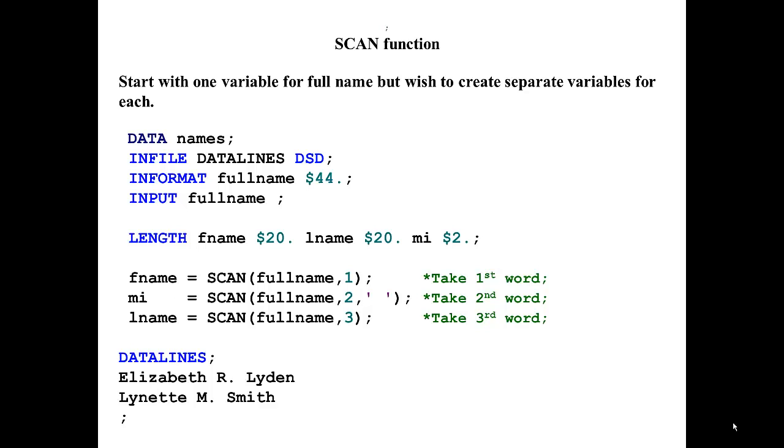So if we scan the whole name Elizabeth R. Lydon, then the first word, fname, is going to be Elizabeth. So fname is now going to equal Elizabeth. For MI, we're going to scan the full name and take the second word, where the word is separated by a blank. And so here we're going to get the middle initial R. Finally, we're going to scan fullname and take the third word. Again, our delimiter, what separates these words, are blanks. In the last situation, lname is going to equal Lydon, the third word. So here we're using the SCAN function to separate one long character string into three separate variables.